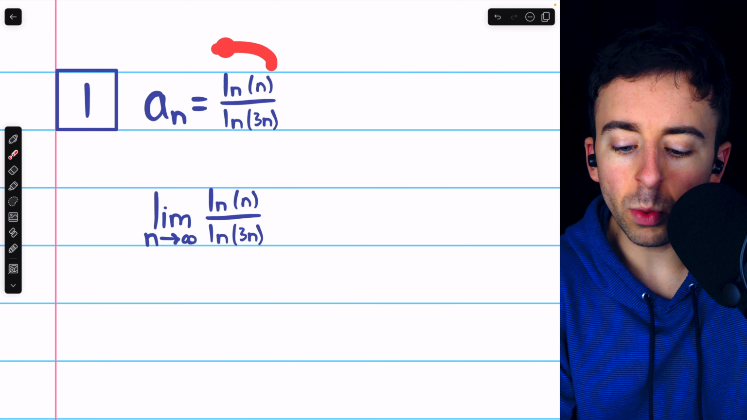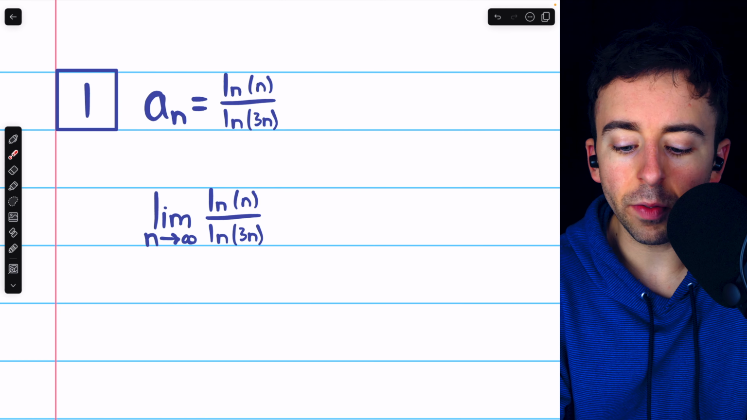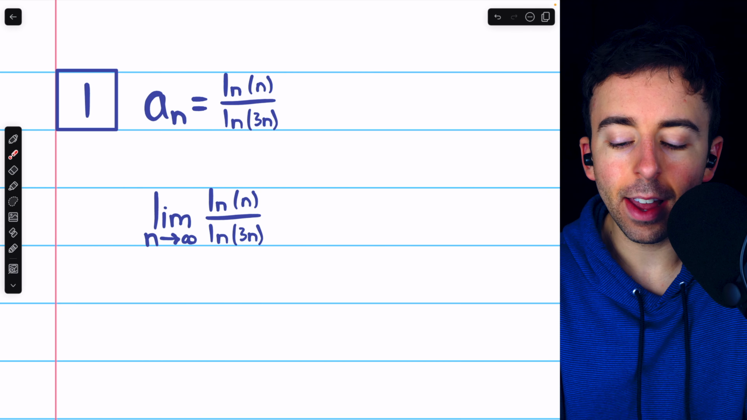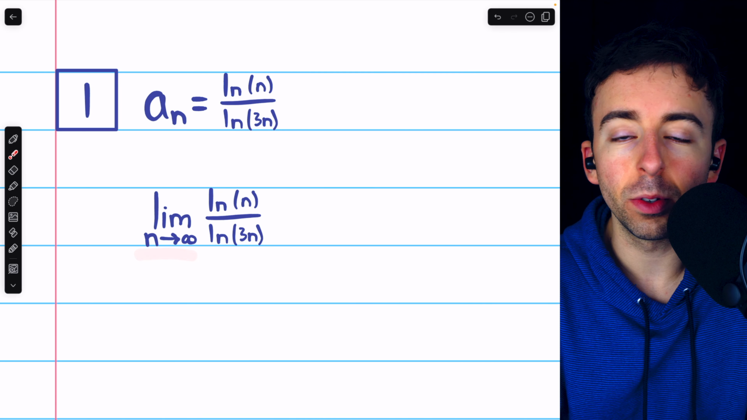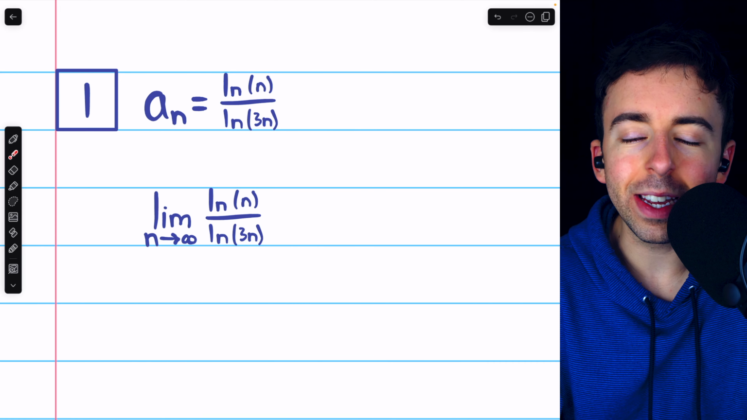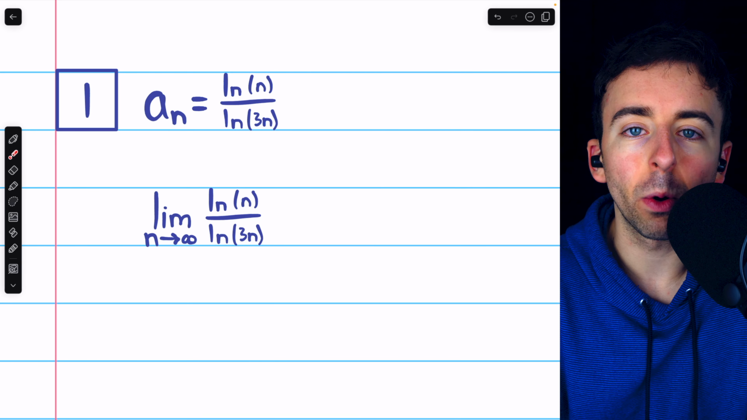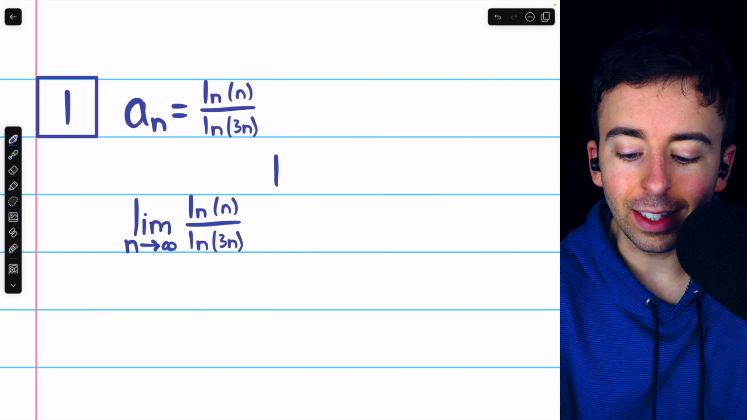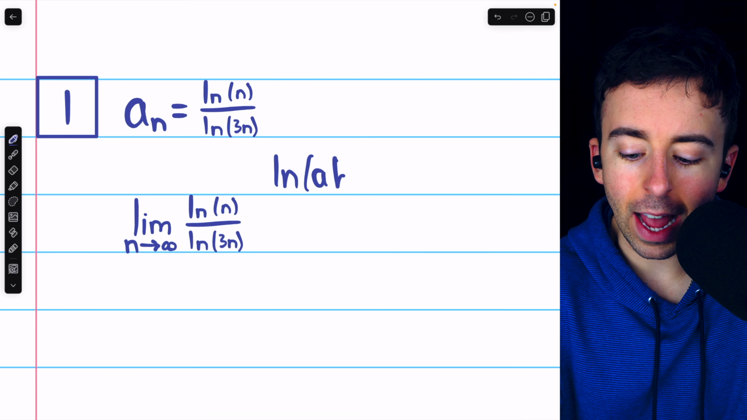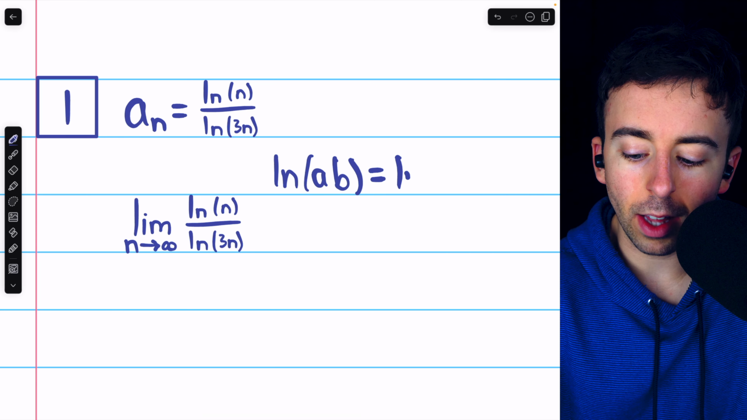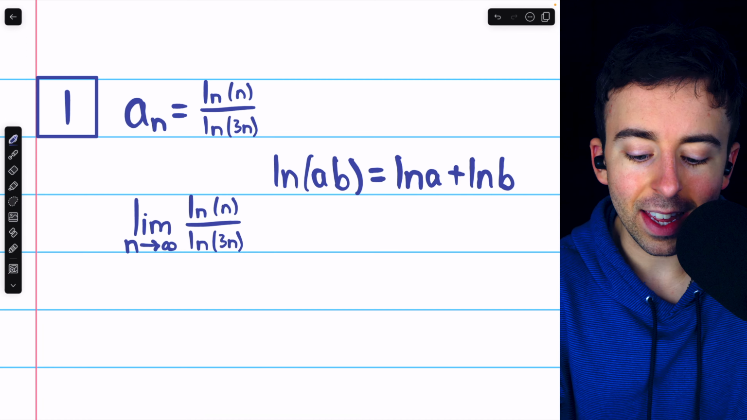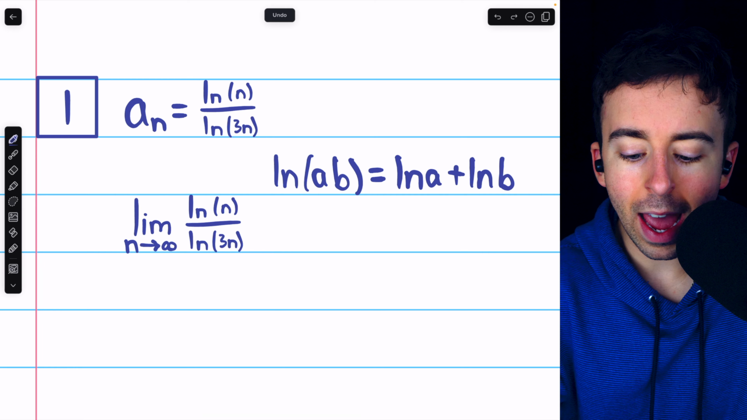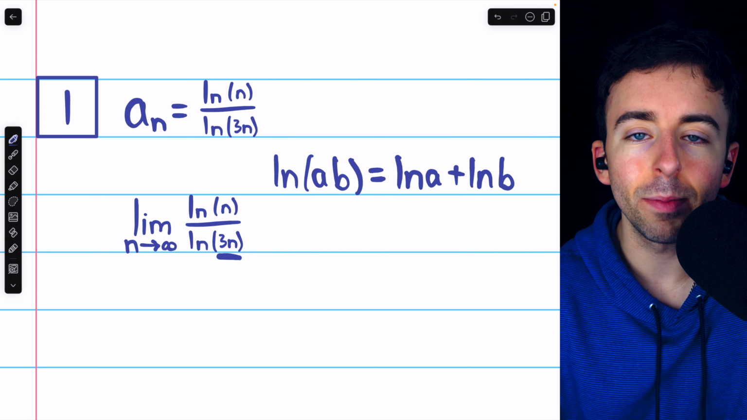In this first problem, we have the sequence ln n divided by ln of 3n. So we're trying to evaluate the limit of that expression as n goes to infinity. Here we can start by using one of our log rules. Remember that the log of a product can be written as the sum of the individual logs. Log AB is equal to log A plus log B. We can apply that here because in the denominator, we have the natural log of 3 times n.